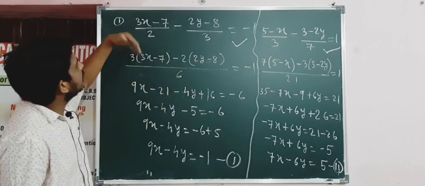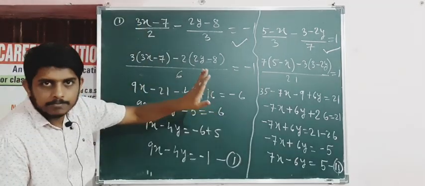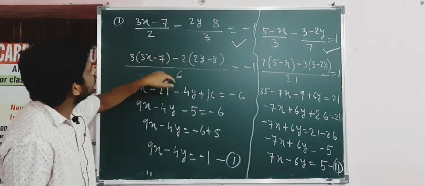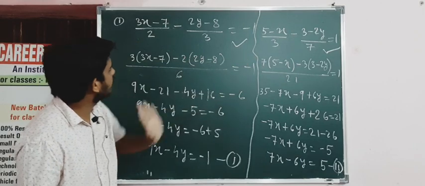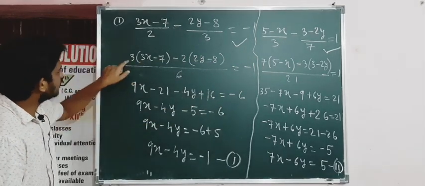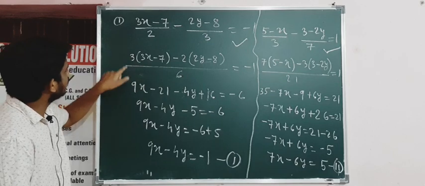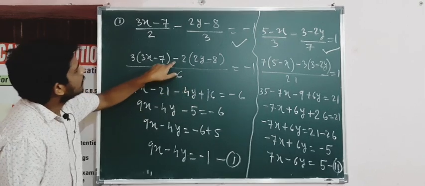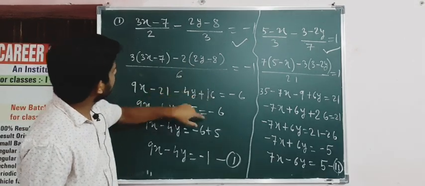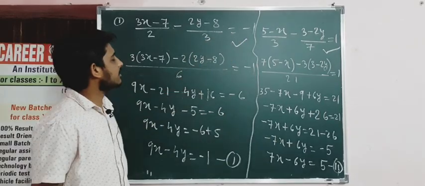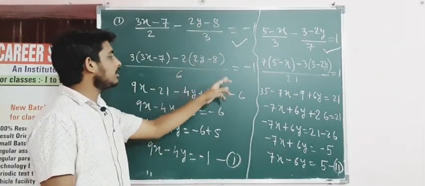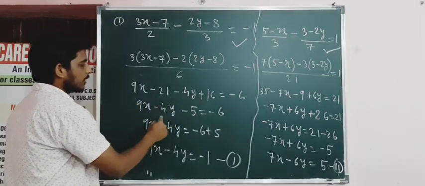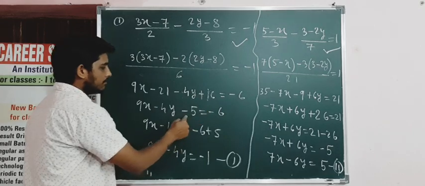Whatever is written in the numerator, it will be multiplied by 3. So 3 into (3x minus 7) minus 2 into (2y minus 8) equals minus 1. 3 times 3 is 9x, 3 times 7 is 21, plus and plus is plus, plus and minus is minus. Now minus plus minus 2 times 2 is 4y and minus minus plus 2 times 8 is 16, and this 6 will transfer to the other side of the equal sign, so it becomes multiplied by minus 1. So 6 into minus 1 becomes minus 6. Now 9x minus 4y and minus 21 plus 16 becomes minus 5.